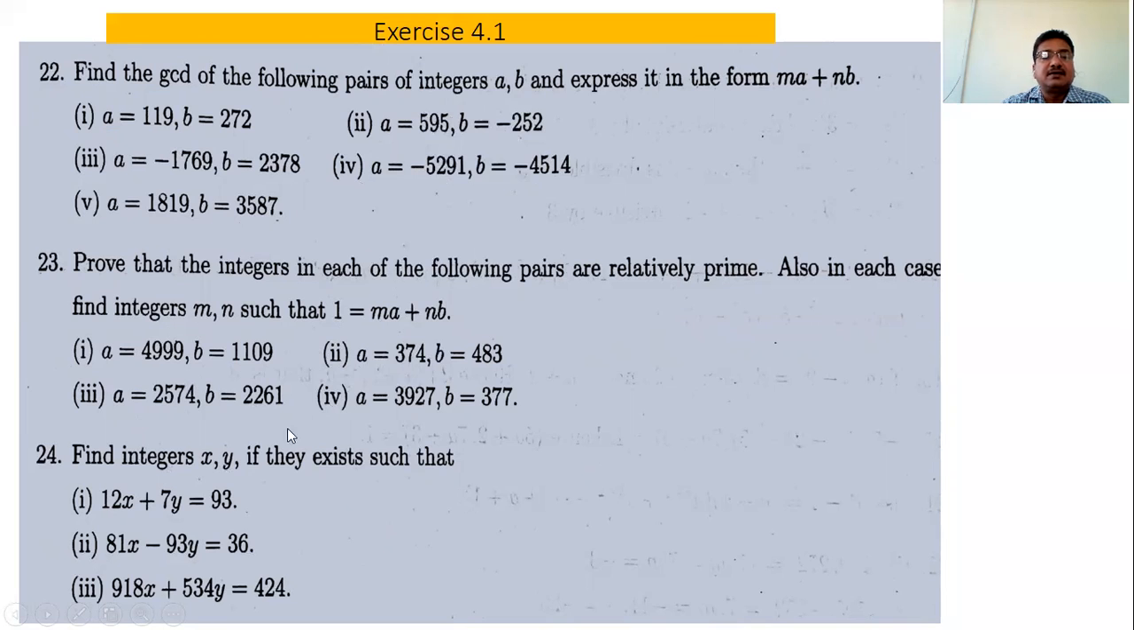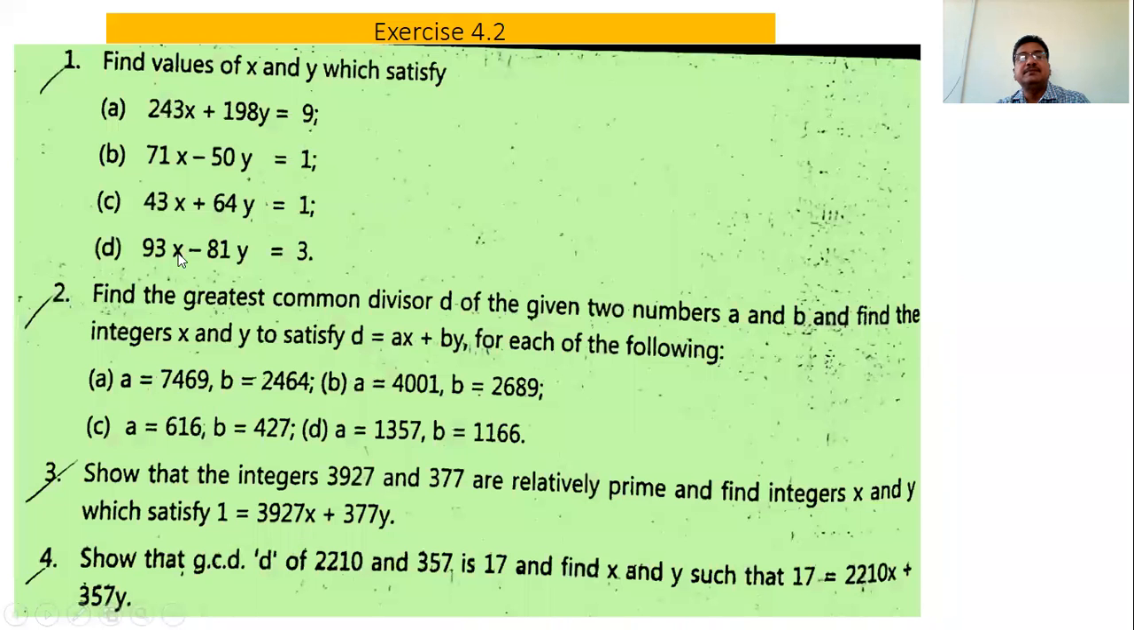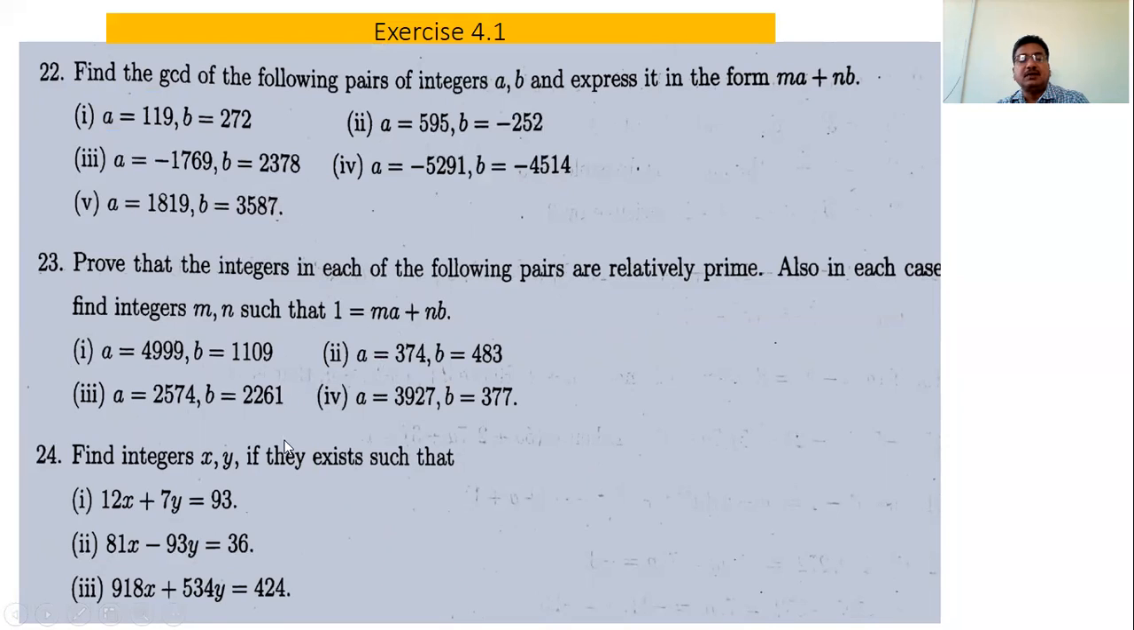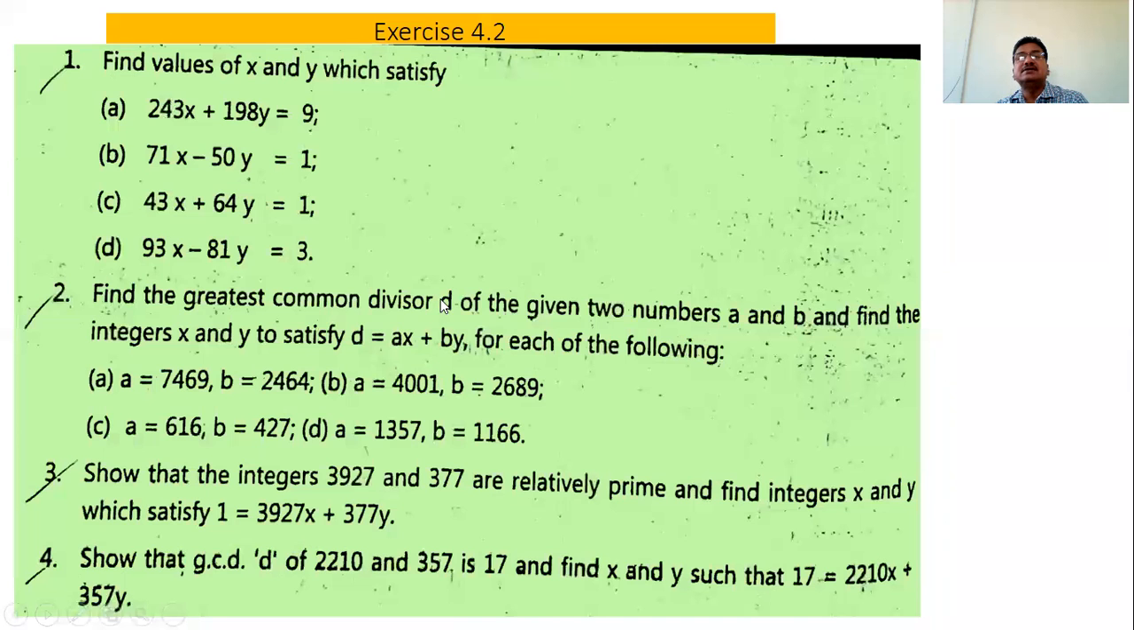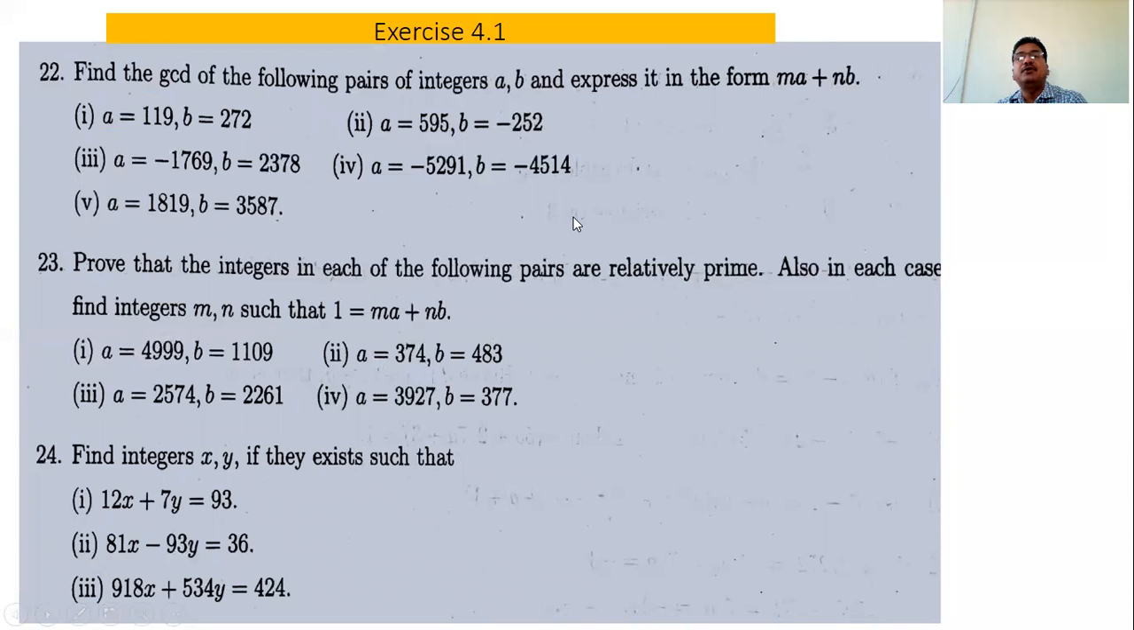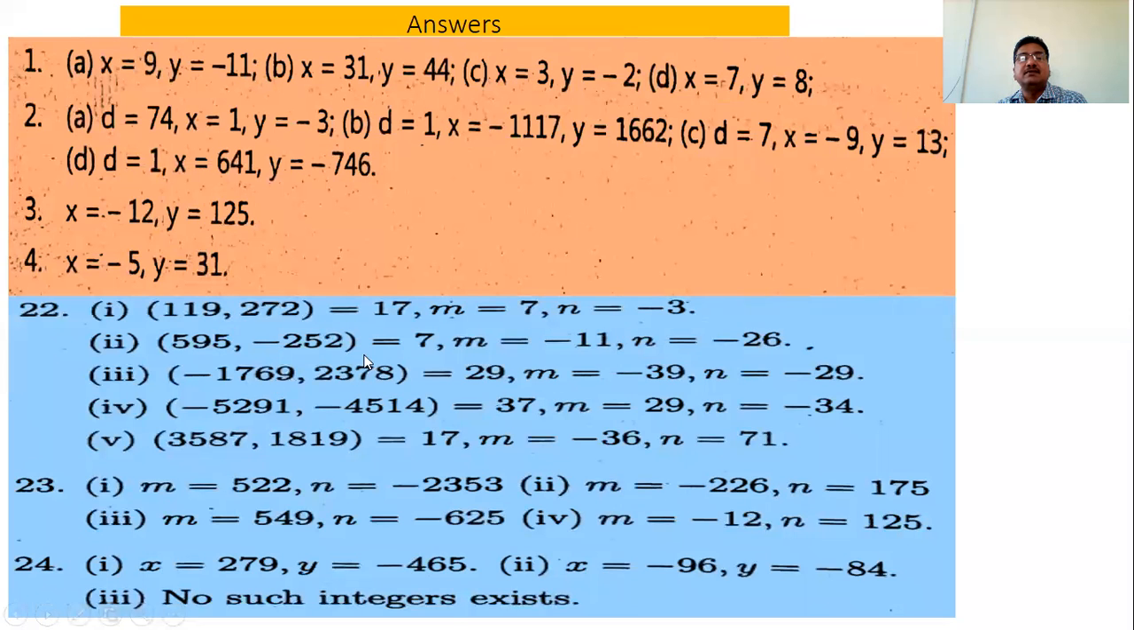And the next examples are again the same: show that these numbers are relatively prime, that is, show that the greatest common divisor of these two numbers is 1. Okay, then find x and y such that this holds. So these problems are of this type, this type. So solve exercises 4.1 and 4.2, and their answers are given here.